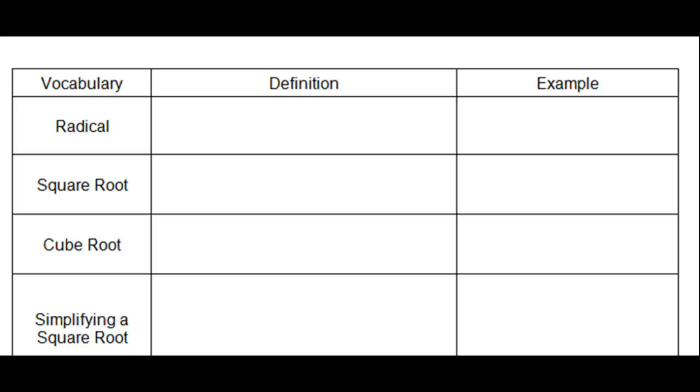Alright, so this is video 5, simplifying radicals. The first vocab word that we're going to talk about is radical. Radical, put simply, is that symbol right there. This symbol is the radical.